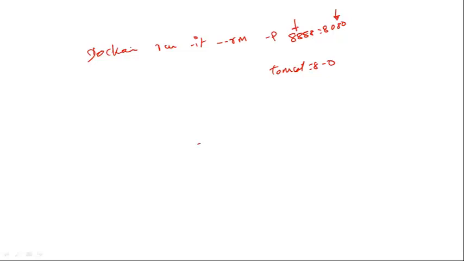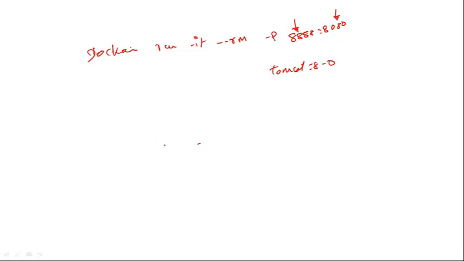So we have something like docker run -it for interactive, and --rm for removing, cleaning up the instance after you exit it. Then you have -p, which is exposing the port. We have 8888:8080, and then you have Tomcat with some version, as I said. So what this does is, this is the container port. And this is the host machine port, or the public IP wherever you host it. It is an external port.